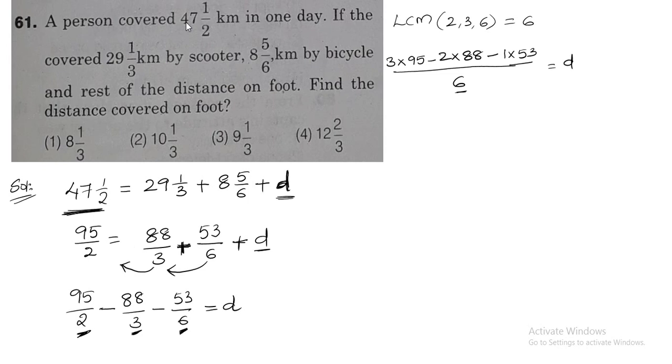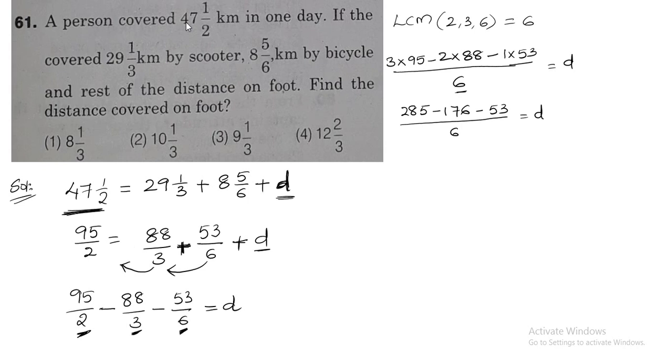Now 3 into 95. So 5 3s are 15. So 1 is carried. 9 3s 27 plus 1 28 minus 8 2s are 16. 1 is carried. 8 2s are 16 plus 1 is 17 minus 1 into 53 is 53 divided by 6 is equal to D. Now further simplification.